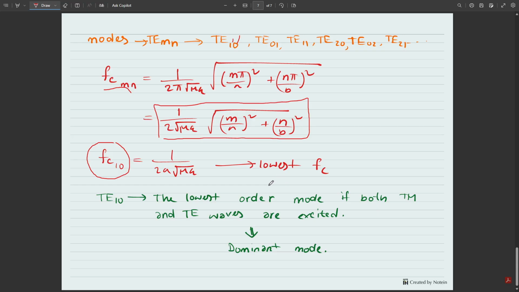So this is the lowest frequency, and there is another name for this mode. This is the dominant mode. Why is this the dominant mode? This is the lowest mode, and both TM and TE modes are excited. Why? Because this will always exist. In our previous case we have seen that if we move from mode 1 to mode 2, mode 1 will also exist, so it will then operate in both mode 1 and mode 2. Similarly in this way TE10 will always exist. Okay, we cannot cancel this one.